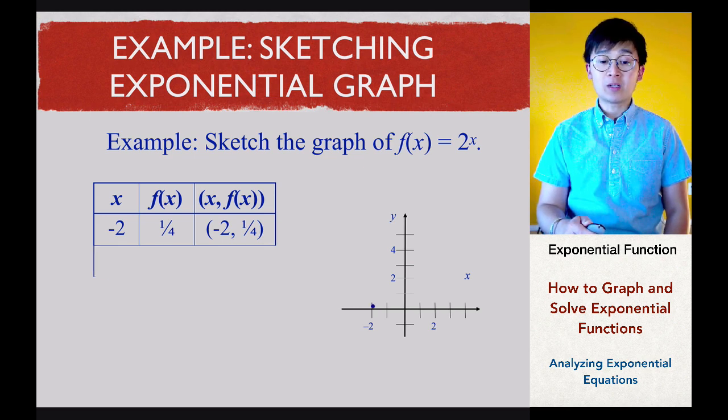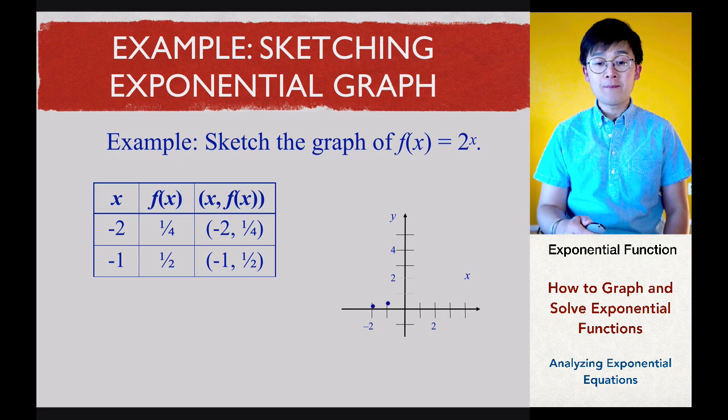Kapag ang x value naman natin ay negative 1, so magkakaroon tayo ng function na 2 raised to negative 1, which is 1 over 2. So magkakaroon tayo ngayon ng coordinate na (-1, 1/2). So ito yung mga points na nakikita nyo, yan yung mga coordinates na nakukuha natin every time magsaset tayo ng value ng x.